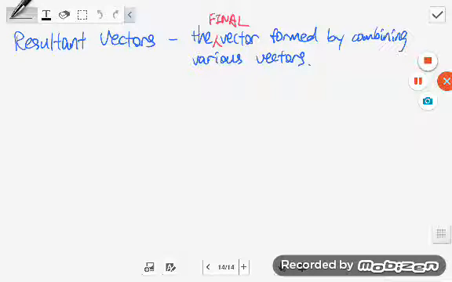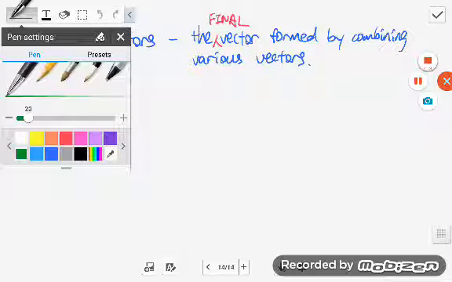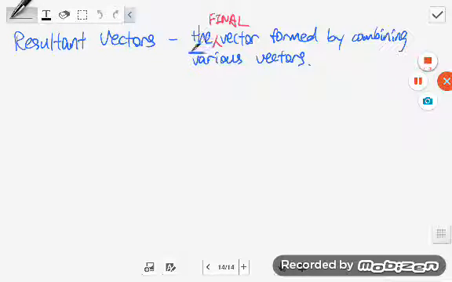All right, so for the definition of resultant vectors, they are pretty straightforward. It is the vector, the final vector, formed by combining other vectors.